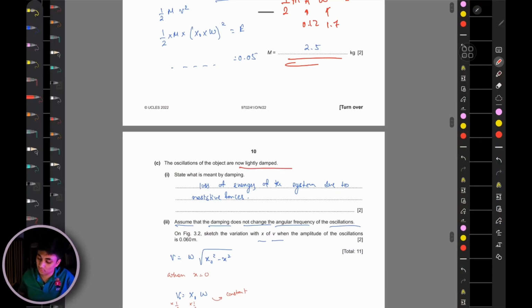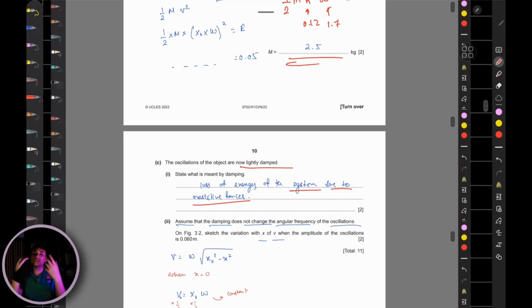What is the meaning of damping? Damping means loss of energy of the system due to resistive forces. So when there are any sort of resistive forces, it's going to cause loss of energy, because energy may be lost as heat or any other conversion of energy. So usually it's heat, which is why resistive forces are going to take energy out of the system, which is why it's going to start oscillating with a lower amplitude.